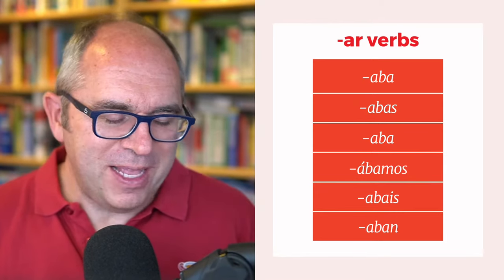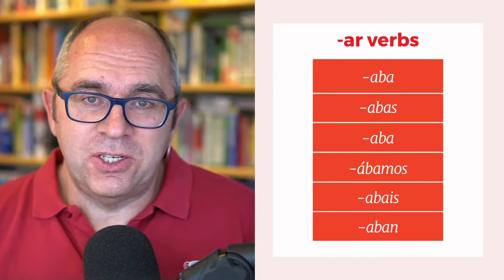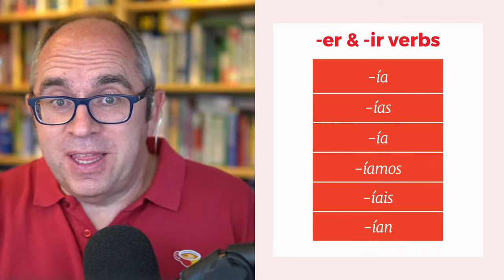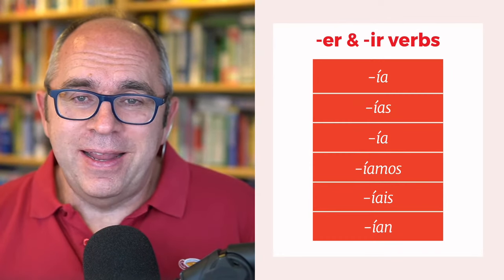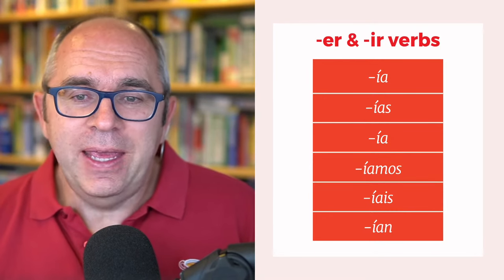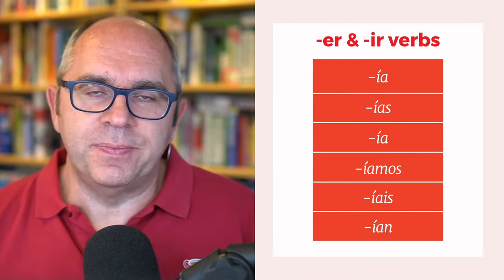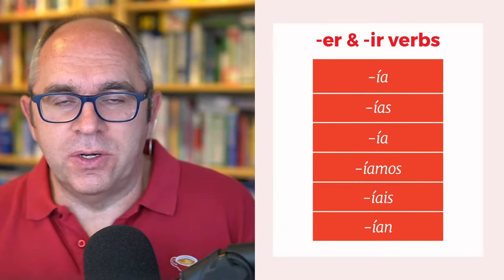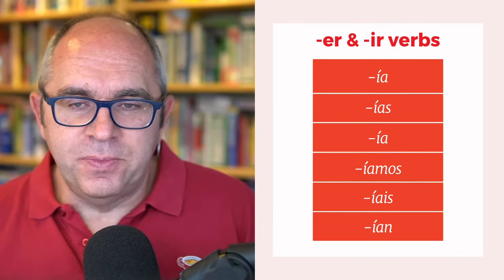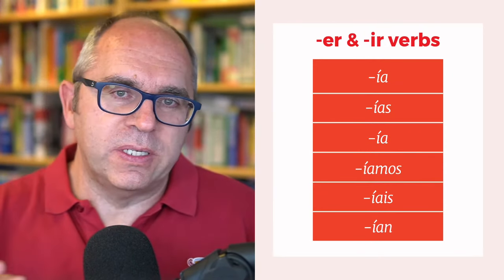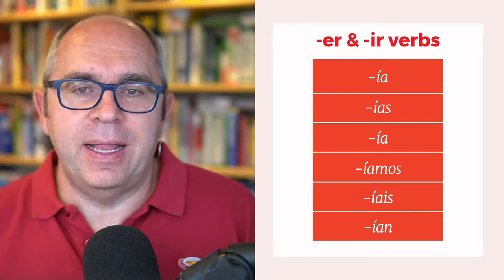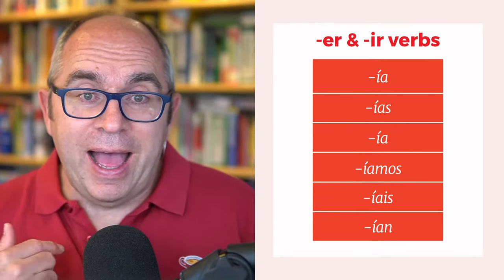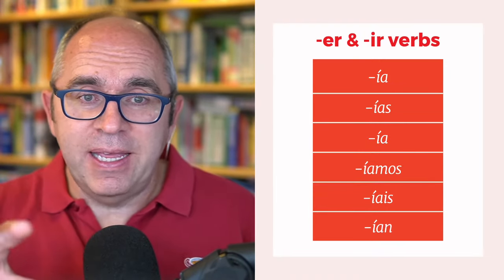Muy fácil. Let's move on and look at the other conjugation, if you like, of ER and IR verbs, because they all conjugate the same way. In the imperfect, it's ía, ías, ía, íamos, íais, ían. So let's take vender, to sell. I was selling, vendía. You were selling, vendías. He or she or you, polite, were selling, vendía. We were selling, vendíamos. You all were selling, vendíais. They were selling, vendían. And same goes for IR verbs. So we've got a verb like abrir. Abría, abrías, abría. Abríamos, abríais, abrían.